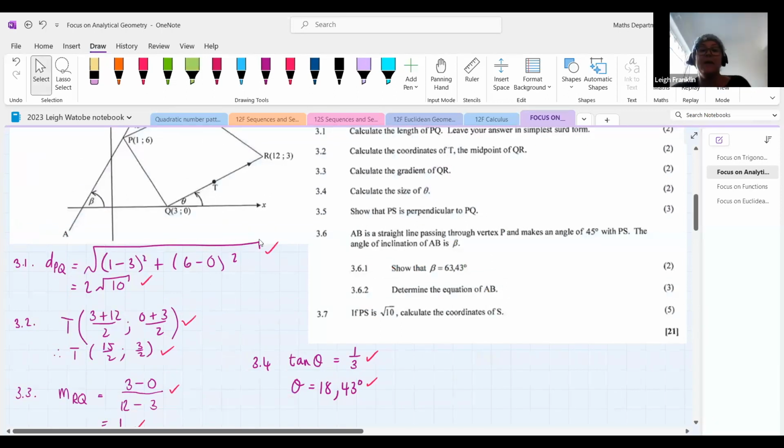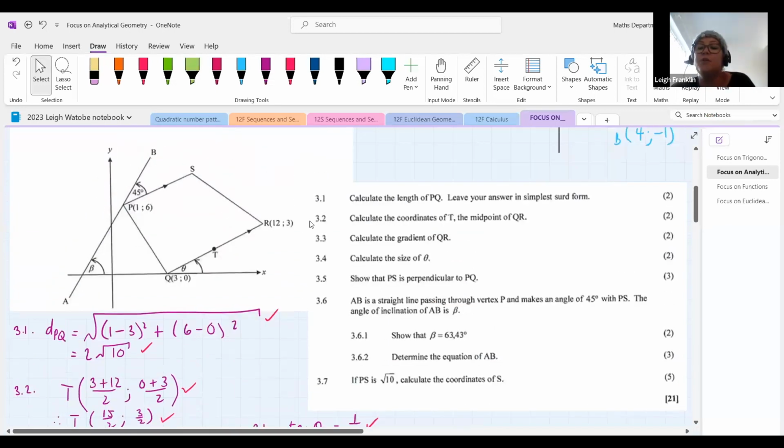Now, another point that we need to discuss, something that's important, is when they say to us, show that PS is perpendicular to PQ. I don't know about you guys at your school, but I know the boys that I teach, the first thing that they want to write down is that when I multiply the gradient of the one line with the gradient of another line, I get -1. And then they end up losing all the marks and they're never really sure as to why.